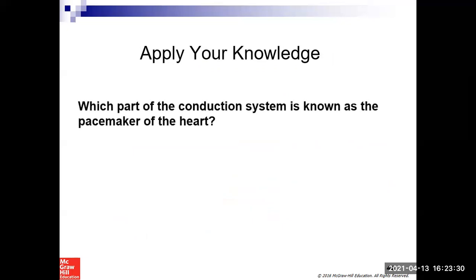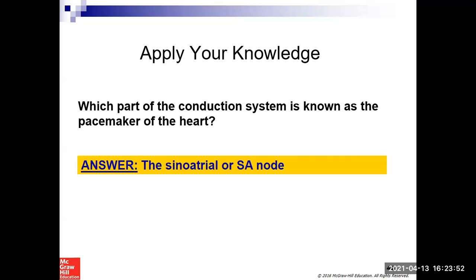Which part of the conduction system is known as the pacemaker of the heart? The sinoatrial or SA node. Remember, 60 to 100, make sure you know the 60 to 100 as well as the next pacemaker, which would be 40 to 60, and your last pacemaker will be 20 to 40. Make sure you know those numbers.